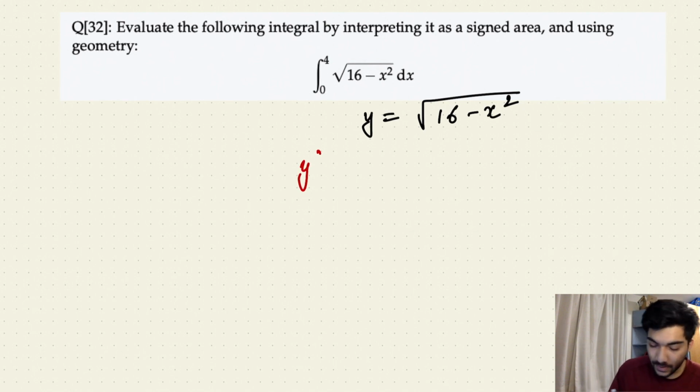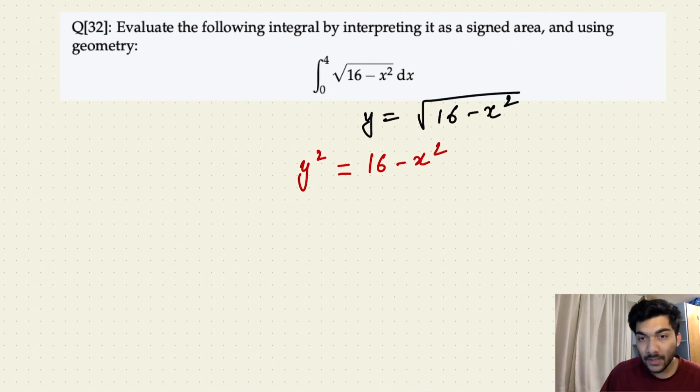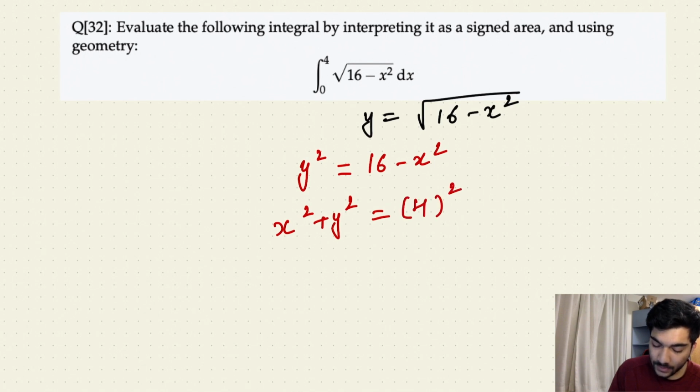Let's square both of these sides. If I square both sides, I'll get y square equals 16 minus x square. This is only done to simplify my expression so that I can see if it resembles one of the familiar shapes or functions that I already know a sketch for. Now if I move the x square to the other side, I'll get x square plus y square equals 16, and 16 can be written as 4 square. Based on x square plus y square equals 4 square, I can easily interpret, based on my prior knowledge of mathematics, that it's the equation of a circle with radius 4.